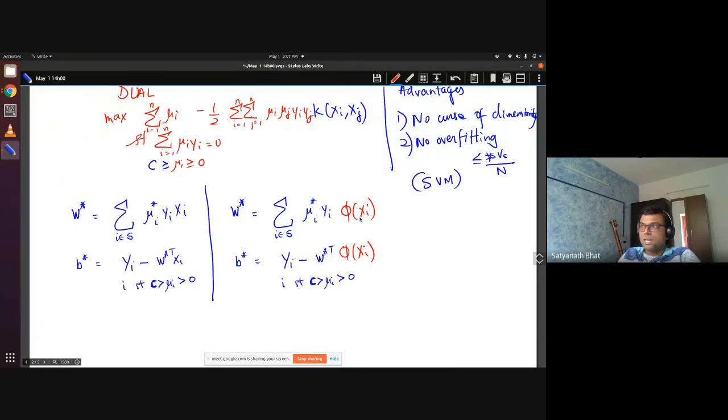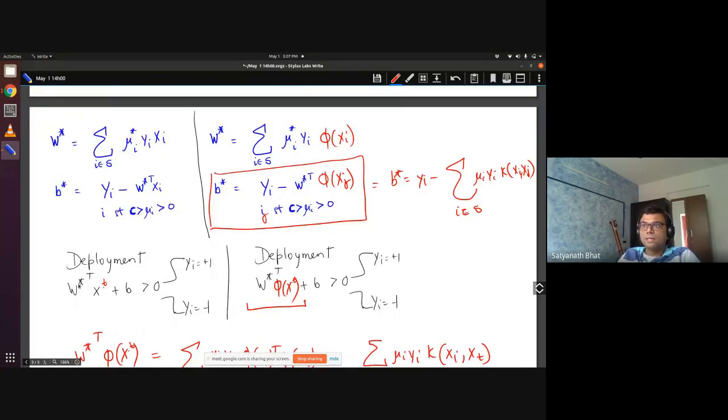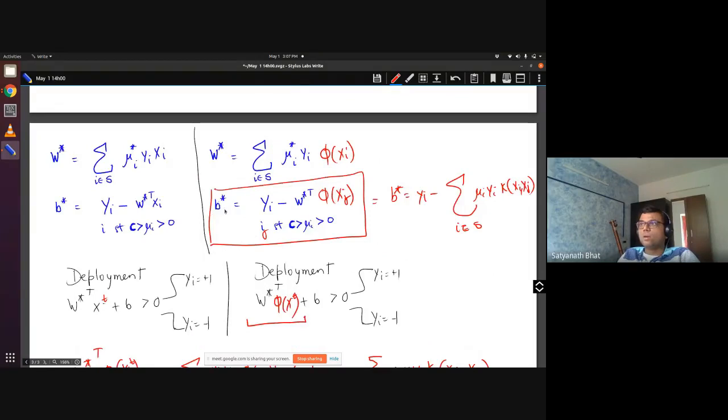This is still a problem, and the way we get around it is that when we deploy, we have to do W star transpose X. That becomes W star transpose phi of X. So when you are doing phi of X, you already get a phi of xi transpose phi of X kind of term, and then you can replace that with a kernel. And when you compute B star, there is W star transpose phi of xj. That also becomes a function of the kernel. So in that sense, we completely do away with the higher dimensional space. We don't even care what that phi is. We are still able to work in a higher dimensional space just with the kernel idea. Okay?